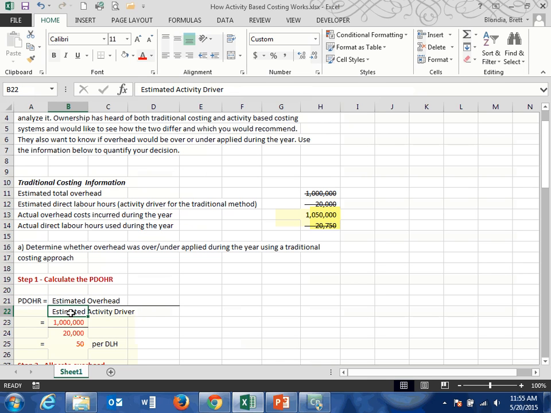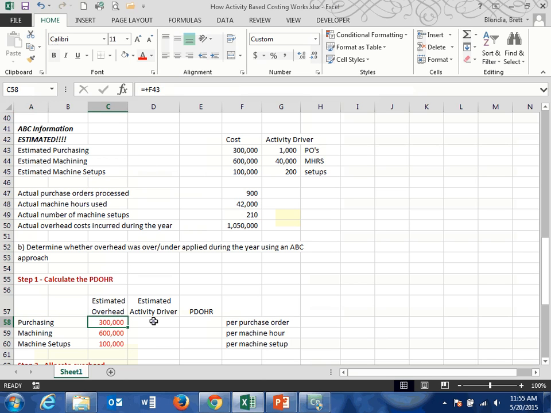Okay? So for purchasing, I have $300,000 in estimated overhead, and you can see up here it says we have an estimated 1,000 purchase orders that we plan on processing. So 300K divided by 1,000 means that for every purchase order we process, we're going to charge overhead of $300 per purchase order. Okay? Again, write these little things out so you know what this dollar amount represents. Is it per purchase order? Is it per labor hour? Is it per machine hour? What does it represent? Okay?